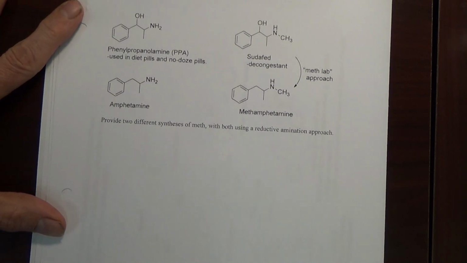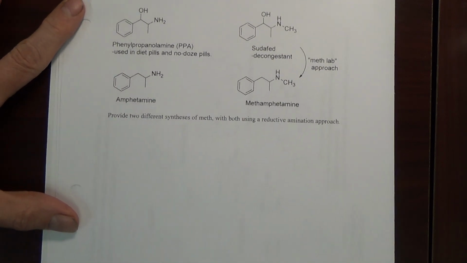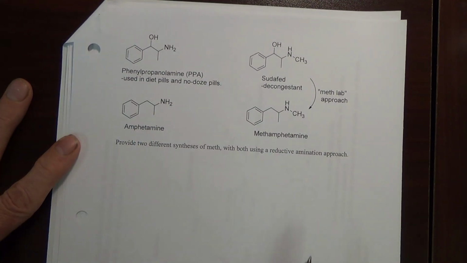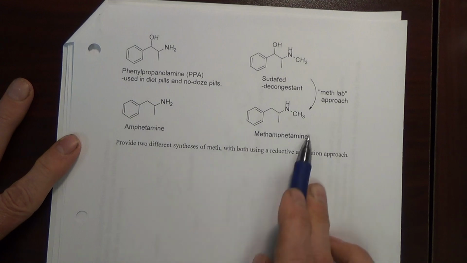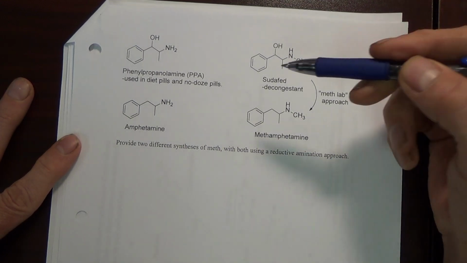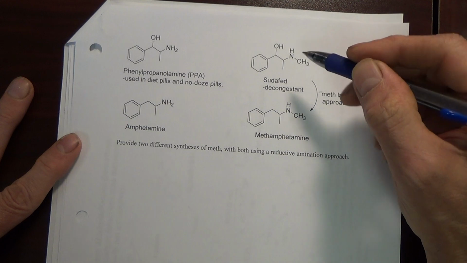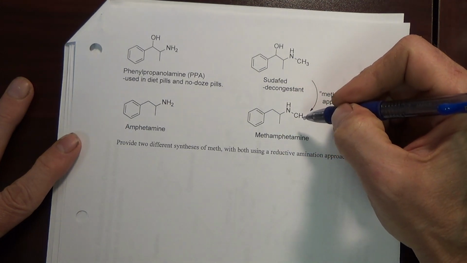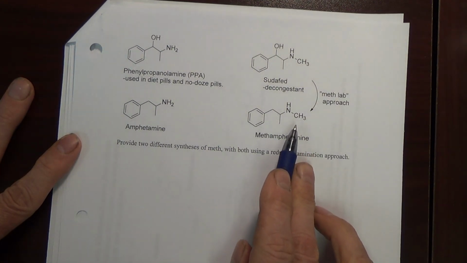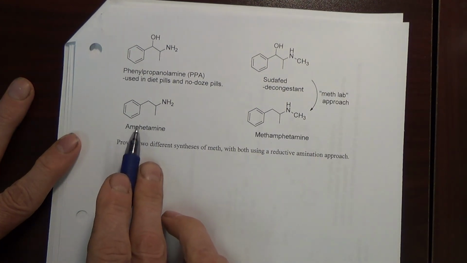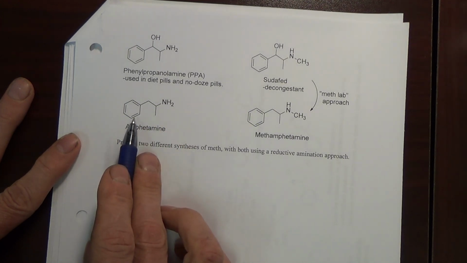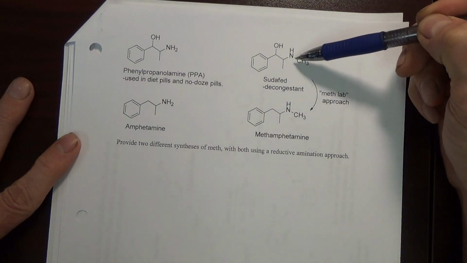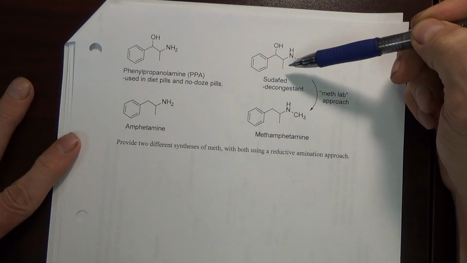Now, this also brings us to synthesis of methamphetamine. This is methamphetamine here, a fairly small molecule with potent psychological effects. By the way, if you take the methyl off of methamphetamine, you have just amphetamine. If you add an OH to methamphetamine, here at the benzylic carbon, you have Sudafed.